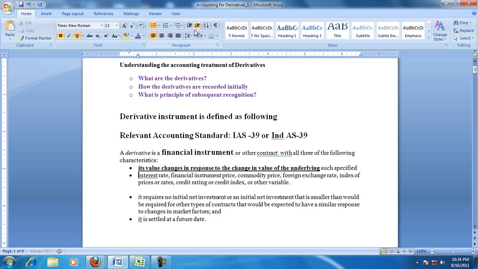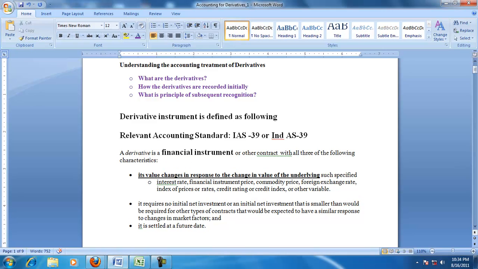The underlying may be interest rates, commodity prices, a foreign exchange rate, an index, a credit rating or credit index, and many others. Anything which has a value, and the derivative can be based on that value. So the value of a derivative is derived from its underlying value.